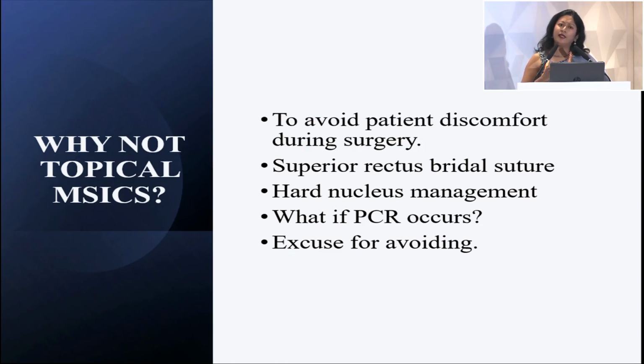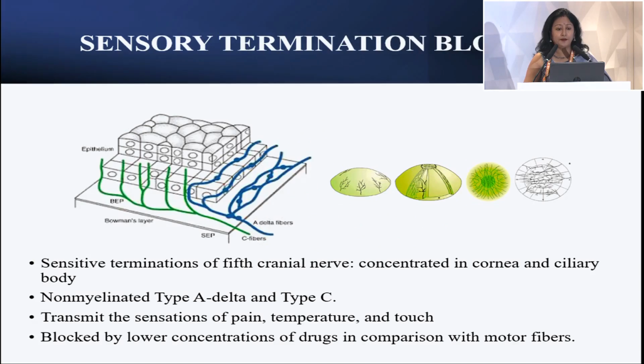So why didn't I go for topical MSICS earlier? Was I worried that it would be painful for the patient? I was at that time using the superior rectus bridle suture, which I don't use now. Will it be difficult to manage a hard nucleus? What if I land up in a complication? What if I have a PCR? Will I be able to manage it? Or was I simply looking for an excuse for avoiding topical anesthesia?